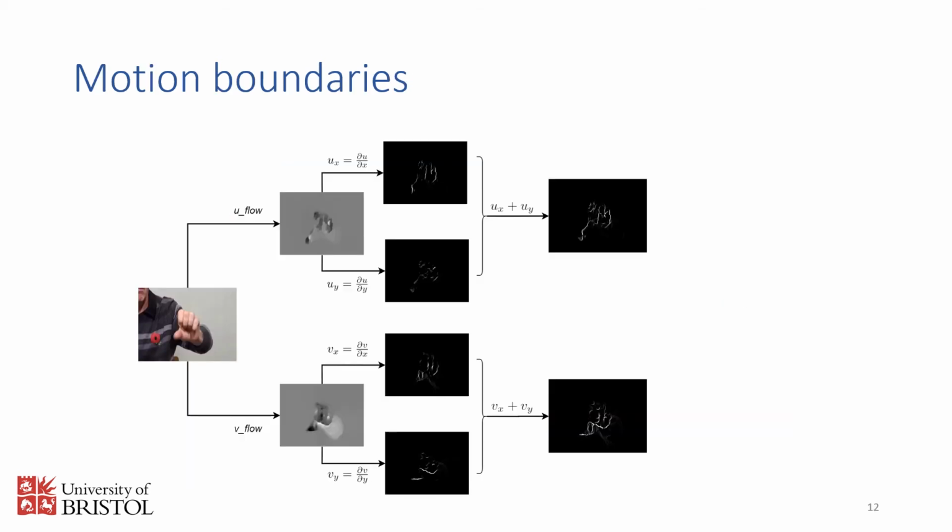Here you can see our motion boundary computation from optical flow components. As you can see, for each flow component, we compute two motion boundaries via derivatives for the horizontal and vertical flow components. Then the final motion boundaries are obtained by their sum. It is clear that optical flow contains constant motion in the background, which is removed after computing motion boundaries.